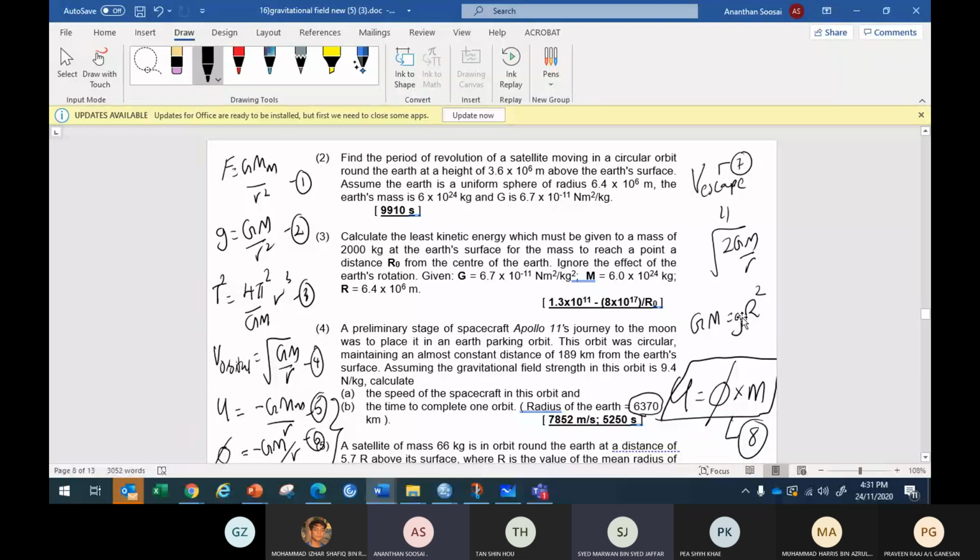G r squared. This g is the gravity at that radius. Normally the g is 9.81 and the radius is going to be the radius of the Earth. But here they give gravity of which point? Gravity of that orbital radius. So the small g you take as 9.4. The R you take which R? The radius of the orbit. Where's your radius of the orbit? 189 kilometers plus the radius of the Earth. That's your capital R.